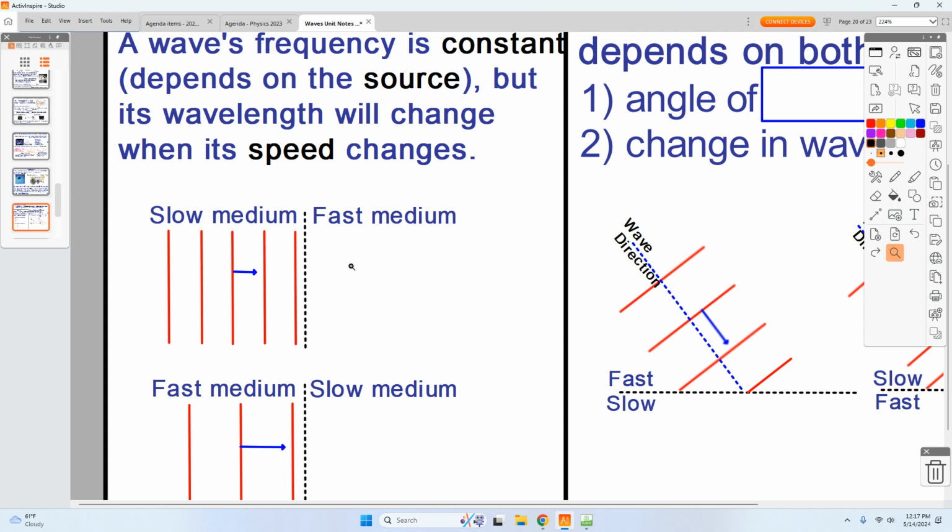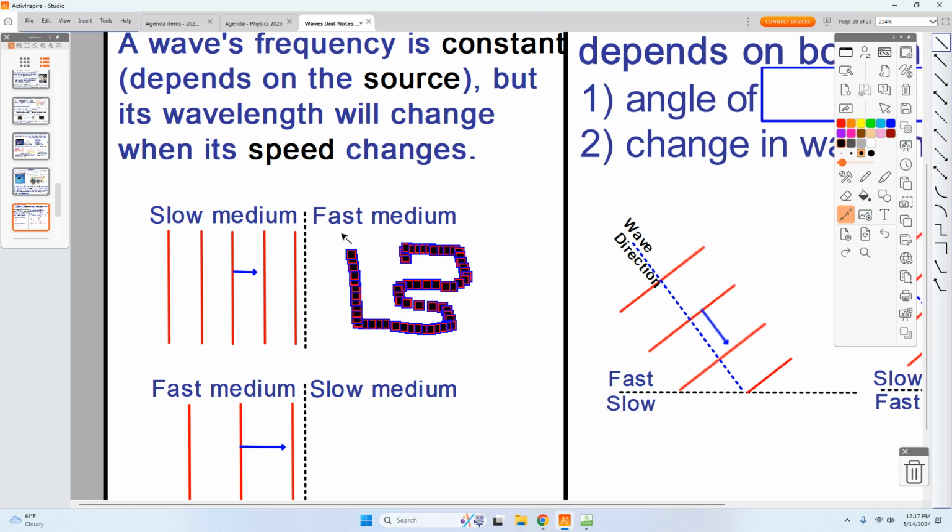All right, so this waveform should look something like this. Apparently, I lost the ability to draw on this, so I'm going to go ahead and use this here. If it speeds up, then the wavelength should increase. I'm going to draw this with some lines here. So these things should be further apart now.